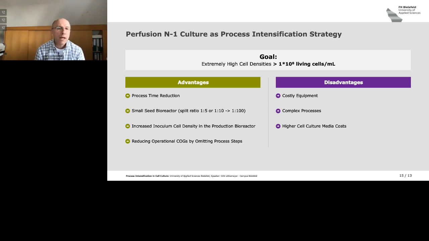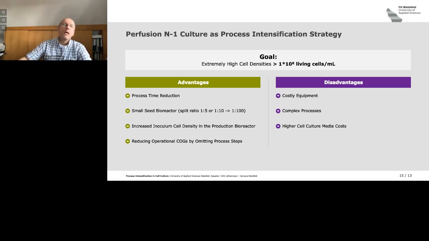Okay, to summarize, what is the advantage? You reduce the operational cost of goods by omitting steps and saving time. But there are disadvantages. Maybe you need costly equipment for the perfusion, such as a continuous centrifuge or ATF system. The perfusion process is more complex, and you need more cell culture media.